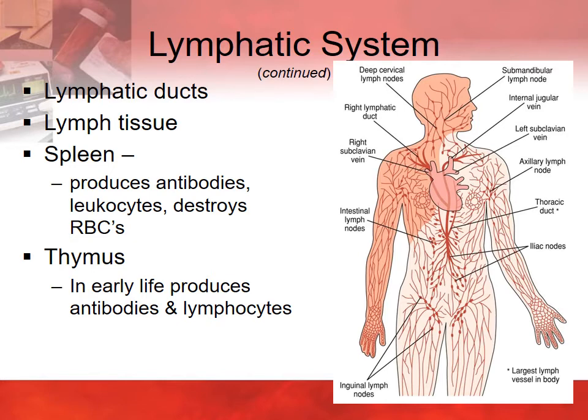The thymus really is a gland that works early in life. It's a mass of lymph tissue located in the center of the upper chest, and it atrophies away after puberty. It just gets replaced by fat and some connective tissue. But early in life, it helps with antibody production to help us fight infection.